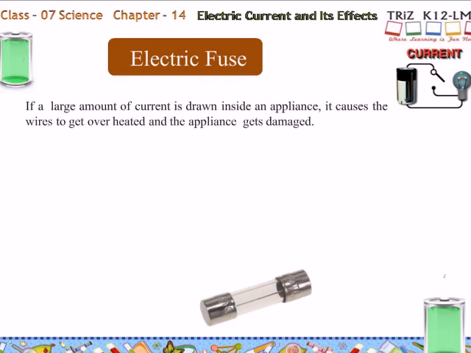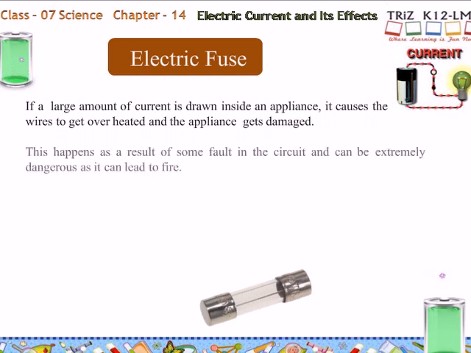If a large amount of current is drawn inside an appliance, it causes the wires to get overheated and the appliance gets damaged. This happens as a result of some fault in the circuit and can be extremely dangerous as it can lead to fire.